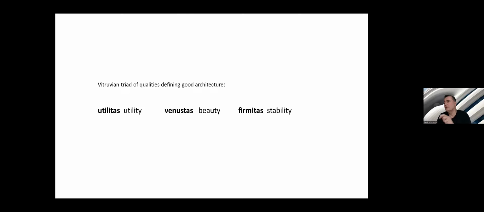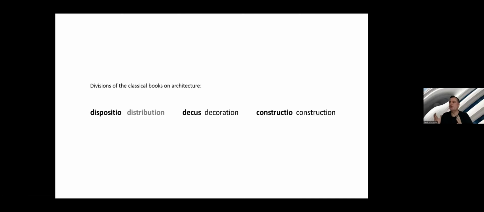But so these three notions, which I guess you're all familiar with, utilitas, venustas, and firmitas, are the values or defining qualities of good architecture. And then there were related notions, certain chapters or divisions in the classical books of architecture. There was the one on dispositio or distributio, meaning distribution. So that's what happens in plan view, how you organize the plan. That becomes what I later call, what I used to call organization and now call spatiology.